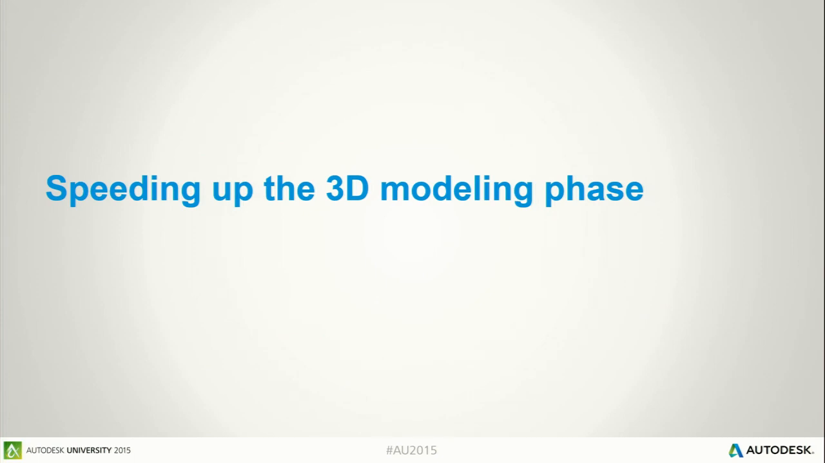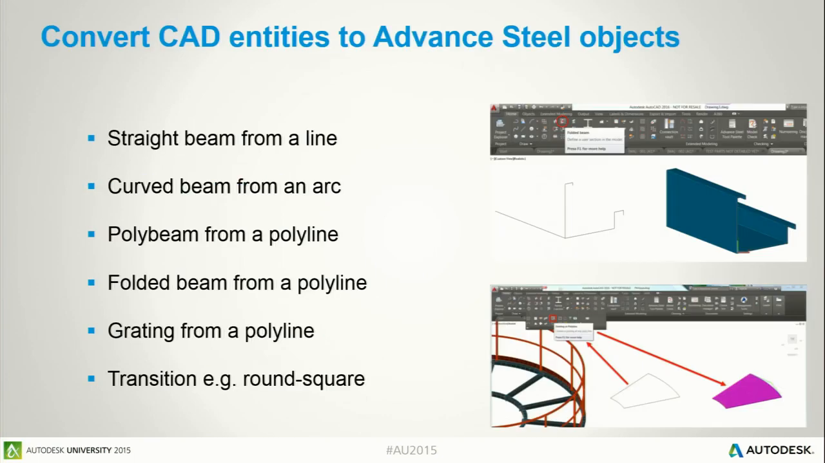Okay, so let's go now to the modeling phase. So as I said at the beginning, because Advanced Steel is working on top of AutoCAD, this is exactly the same spirit for creating elements. I can create lines and convert lines to beams. I can create arcs and convert these arcs to curved beams. I can even create polylines and convert polylines to polybeams. Okay? So I'm not going to show you that, it's obvious, but it exists.